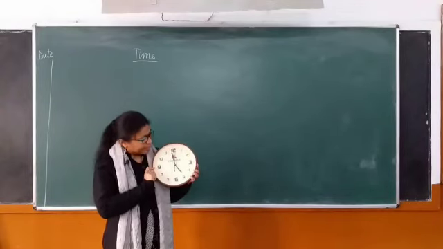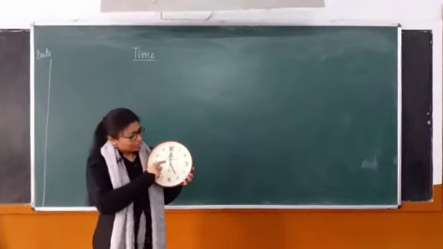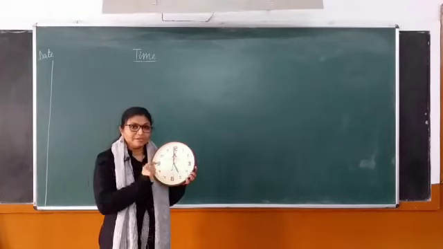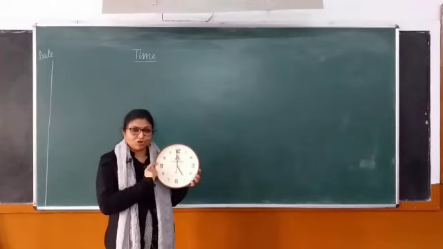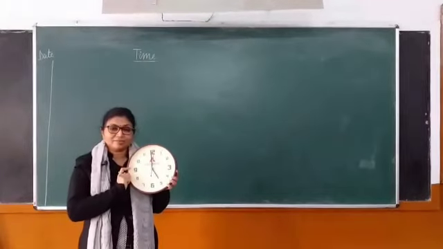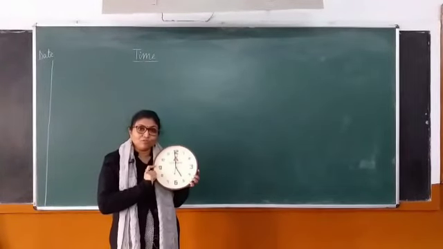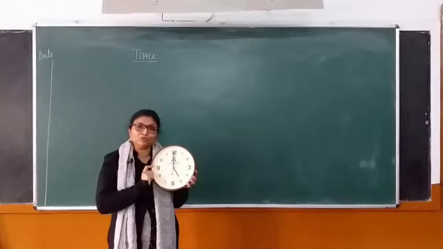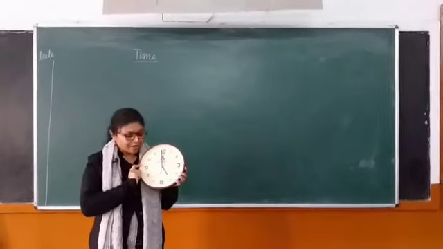Now the next one is, the big hand is on 12 and the short hand is on 5. So what time is it? It is 5 o'clock, and it is time for you to go and play with your friends. Yes, so at 5 o'clock we go and we play with our friends.